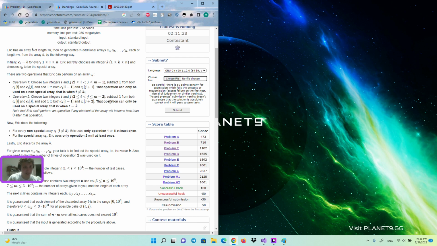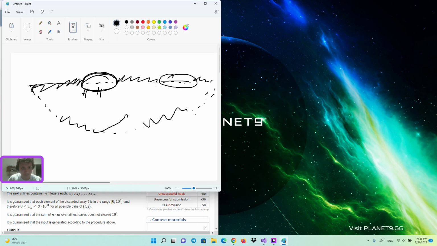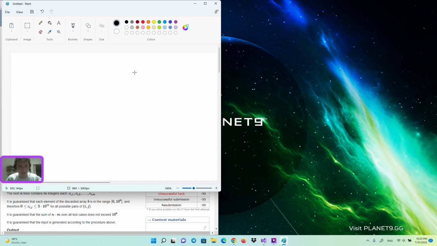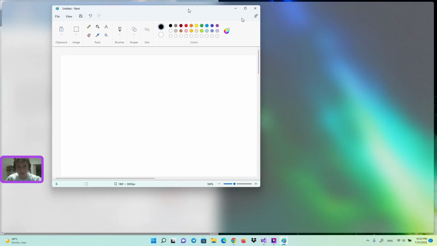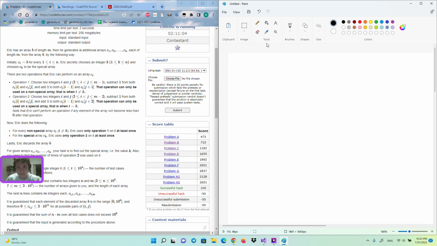So if we have non-special arrays, what we can do is, let's draw it. We have i and j, where i is less than j, and we can move a unit from here to here and from here to here.